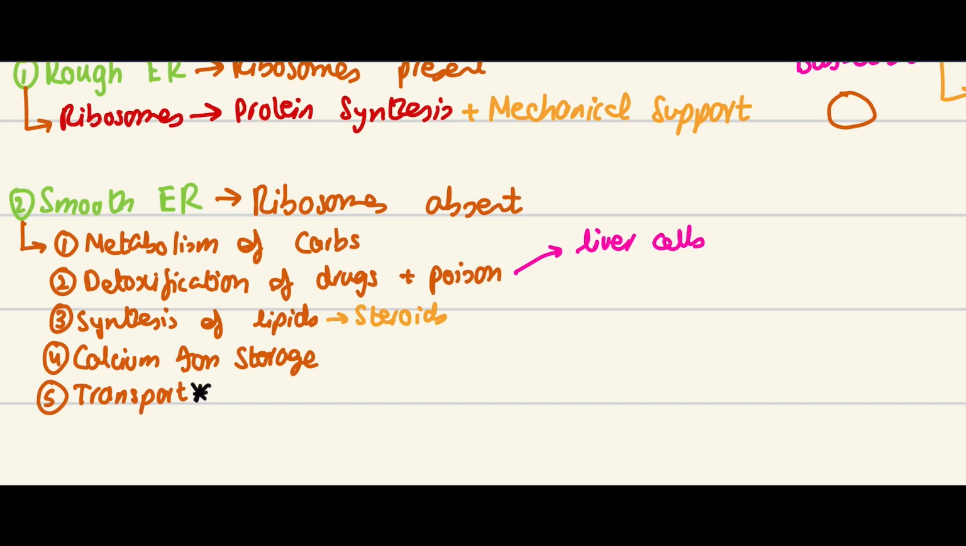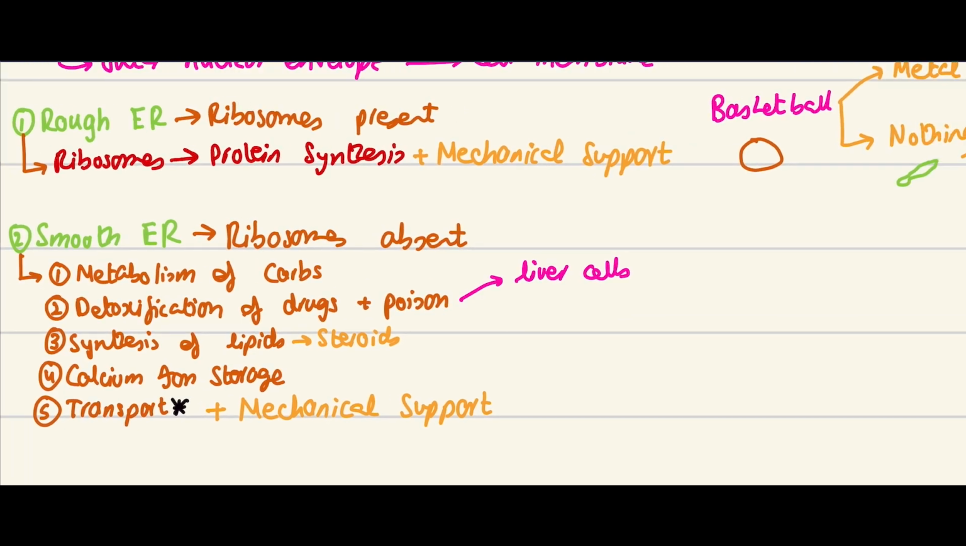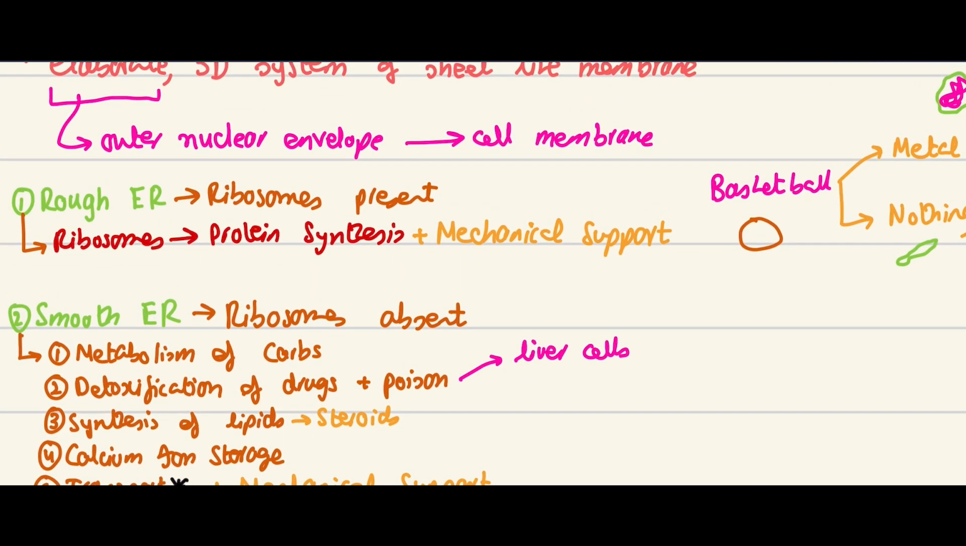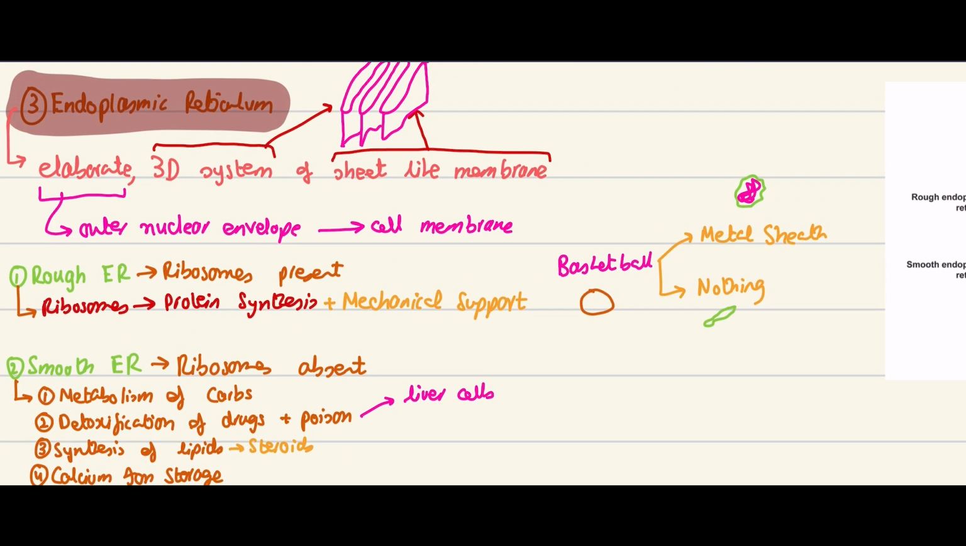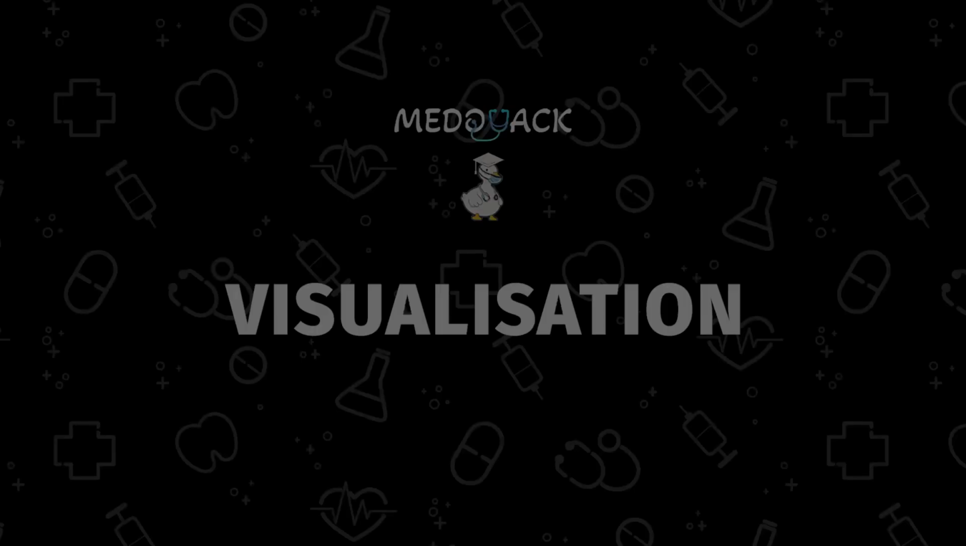And lastly, it also has mechanical support. So both of these structures, because they're so big, are going to have mechanical support as a basic requirement. So that's what we have for the functions and the types of the endoplasmic reticulum.